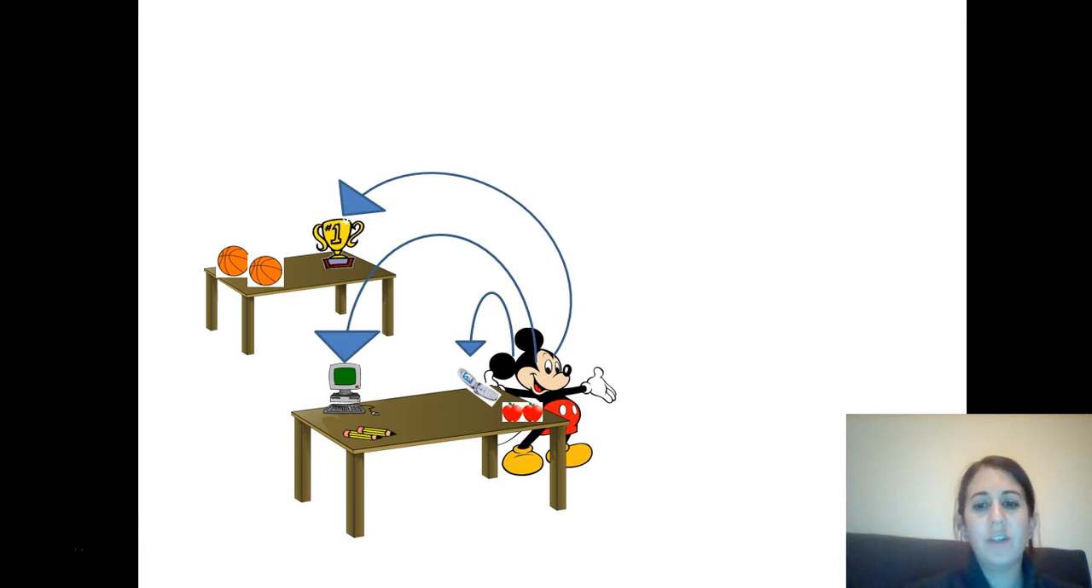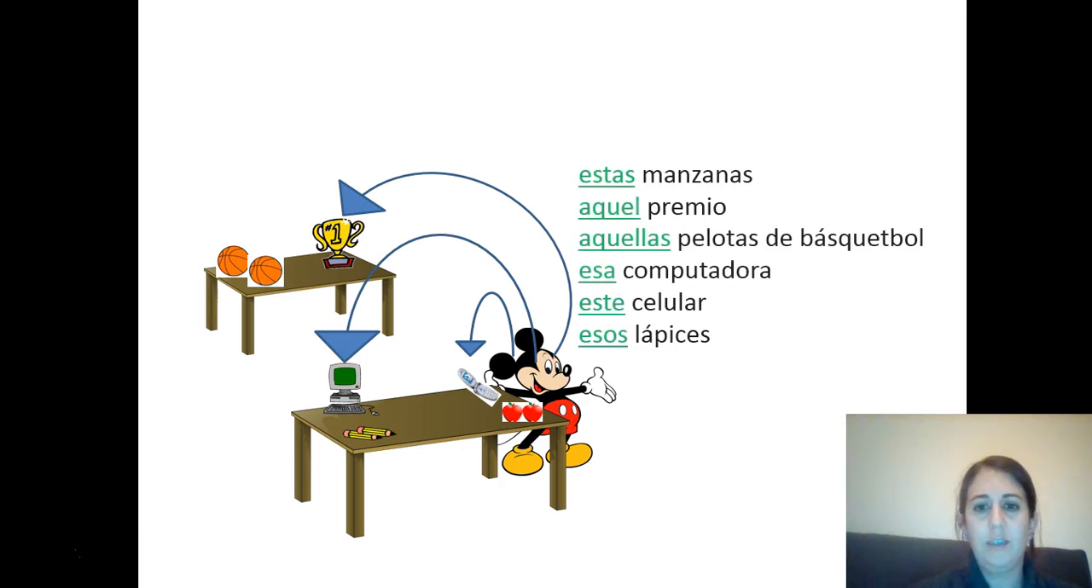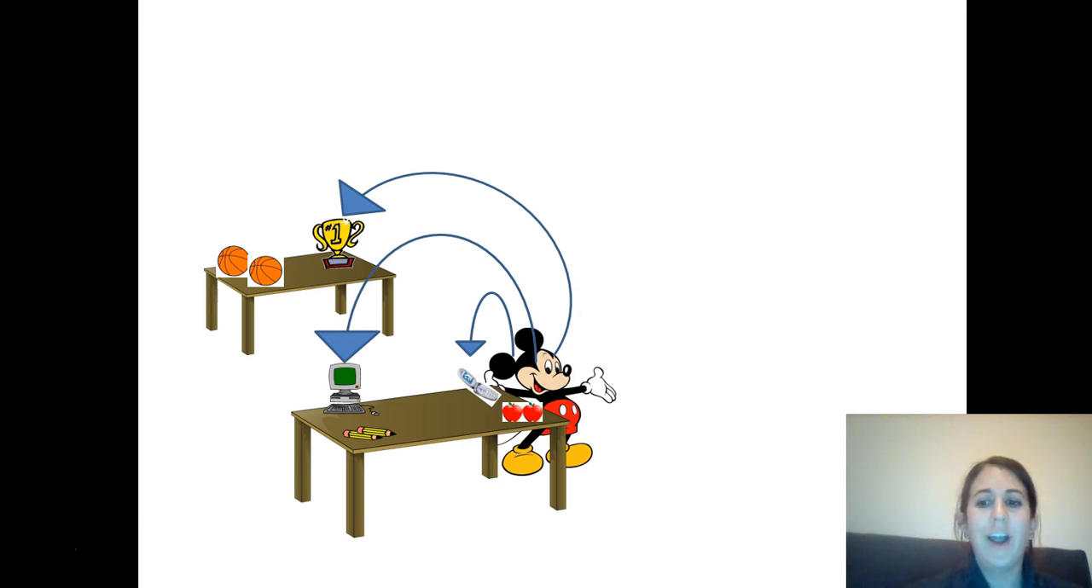Alright, so you've got this little image here. So your first opportunity to stop and practice. Oops, you have the answers right there. I want you to, how would I say that award way over there? What about that computer? What about this cell phone? These apples. So go ahead and hit pause and let's see how you do with this practice.